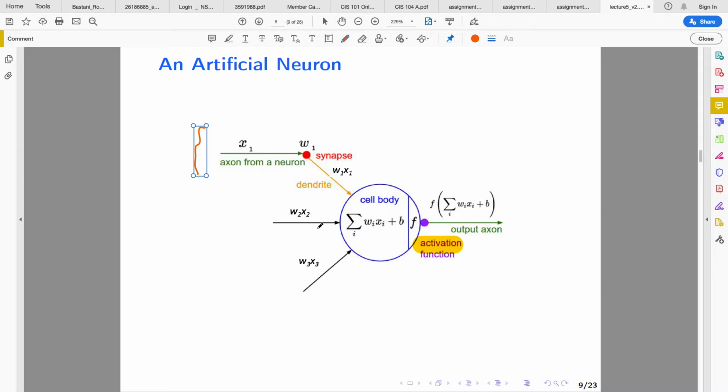And each of these X1, X2, X3 represents the input. We're trying to learn the weight matrices W1, W2, W3, which perform a function here plus the bias, and it goes through an activation function to give us an output.